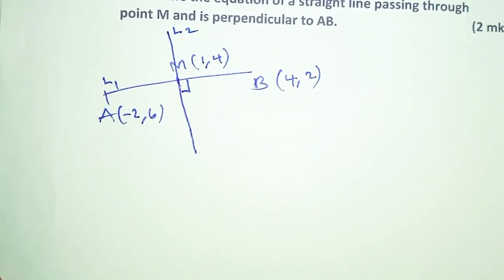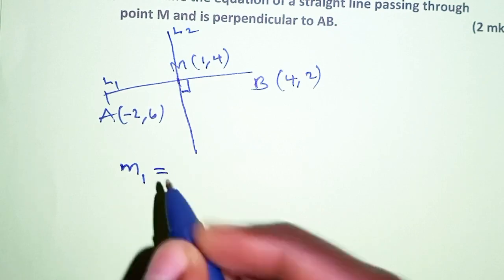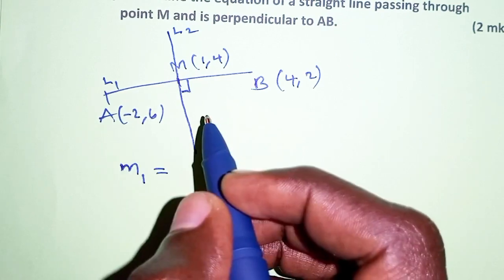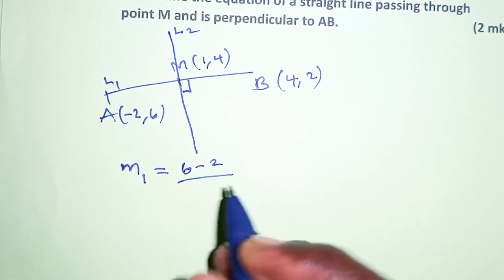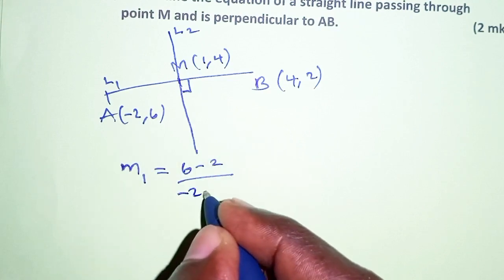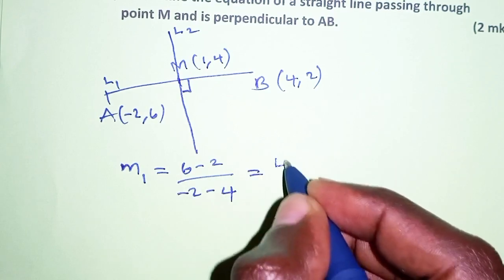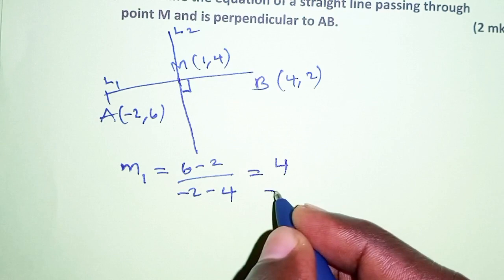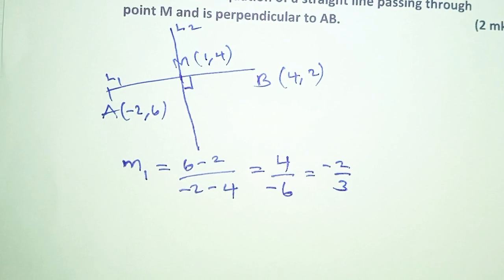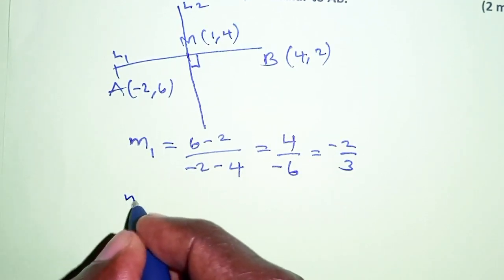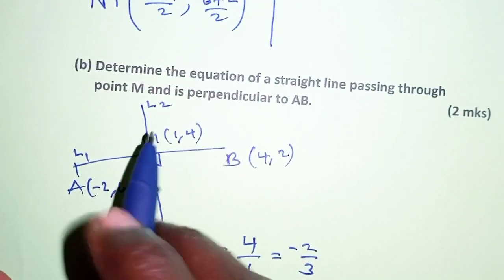So that we can first of all determine the gradient of line 1. Let's mark it as M1, and that is given as change in y over change in x. And change in y here we can say is 6 minus 2 over change in x, which is -2 minus 4. So this should be 4, and here we have -6. And this is -2 over 3.